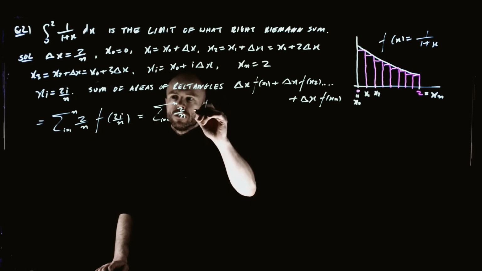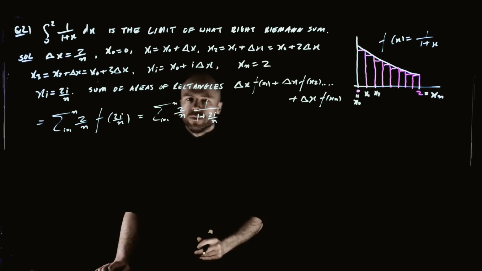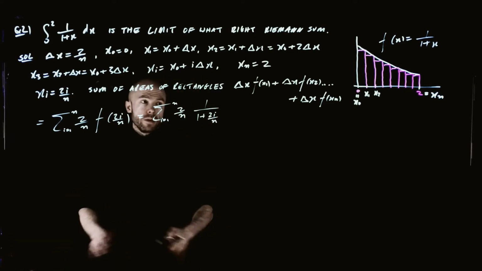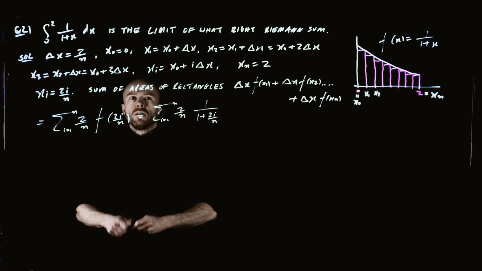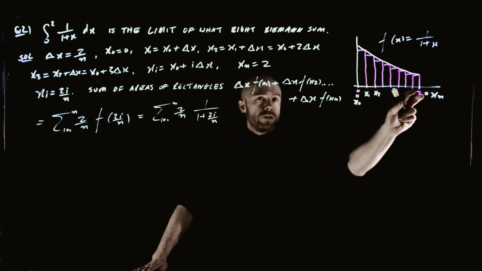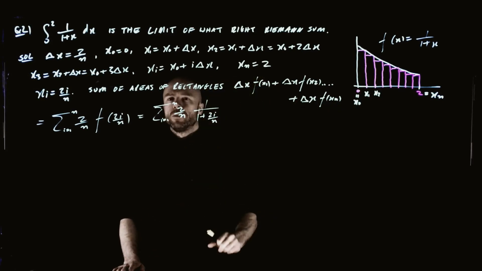And it's 1 over 1 plus 2i over n. And that's the answer. Okay. If you verify what you're doing with the pictures at all the stages, then I hope you'll come to this and feel confident about it.